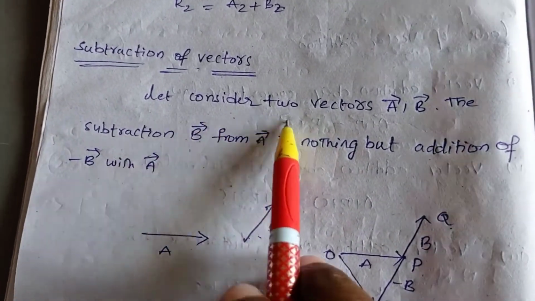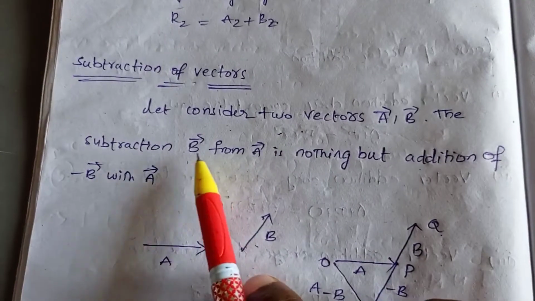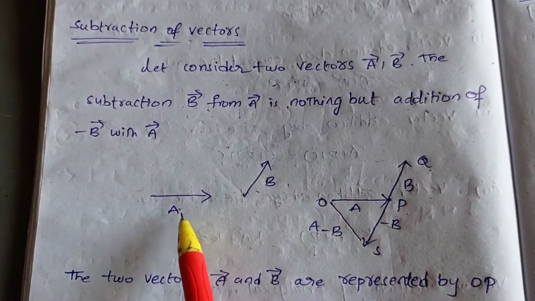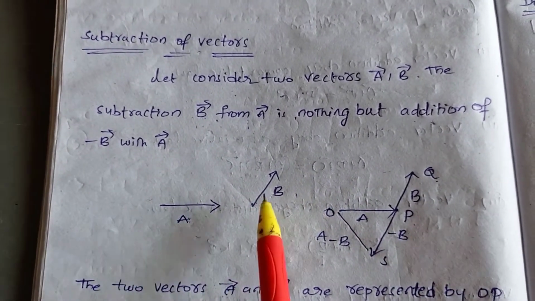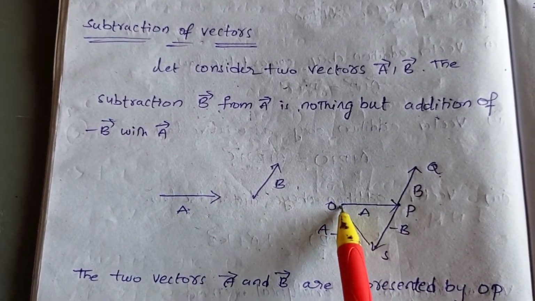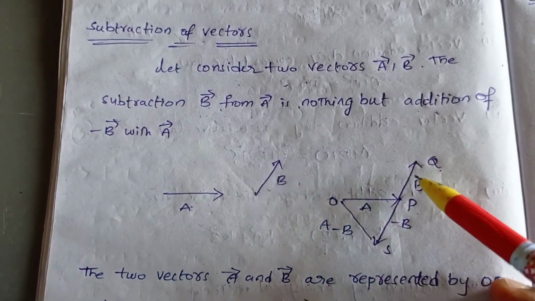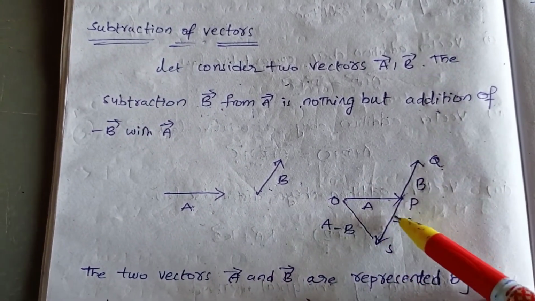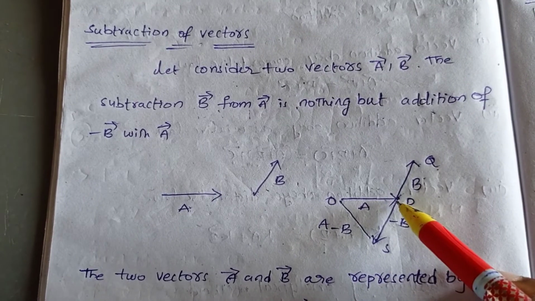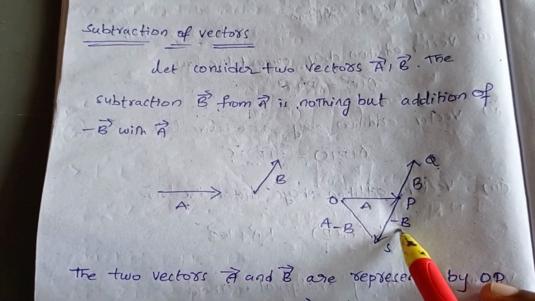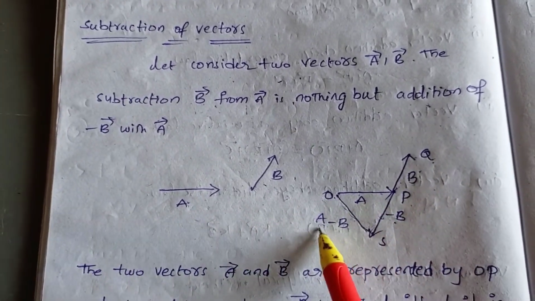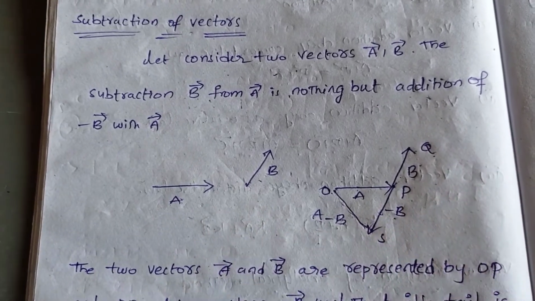Observe here, let's consider two vectors A and B. The subtraction of B from A is nothing but addition of minus B with A. This is vector A, this is vector B. These two are in different directions in a plane. Now I am joining these two. Suppose we draw a line opposite to this one, it is minus B. If it is B, and we draw a line opposite to this one, it becomes minus B. If we add these two, this line gives the resultant of these two vectors, that is A plus into minus B, that is A minus B.